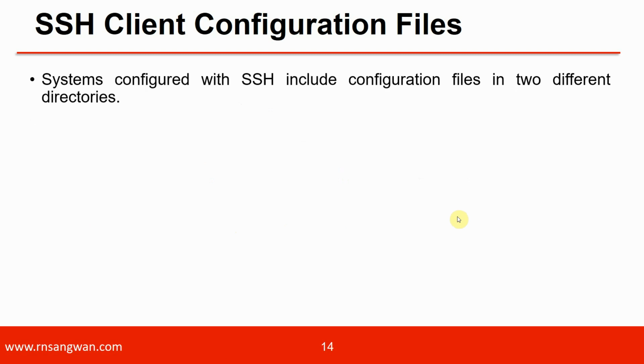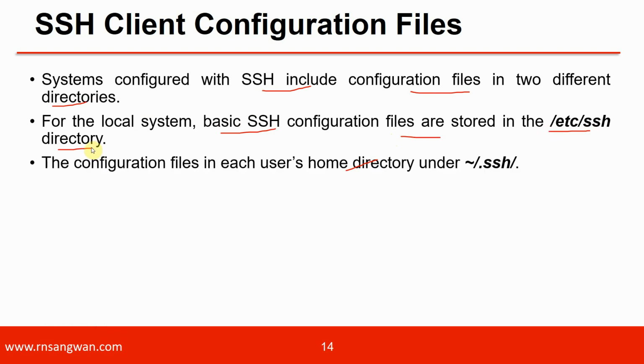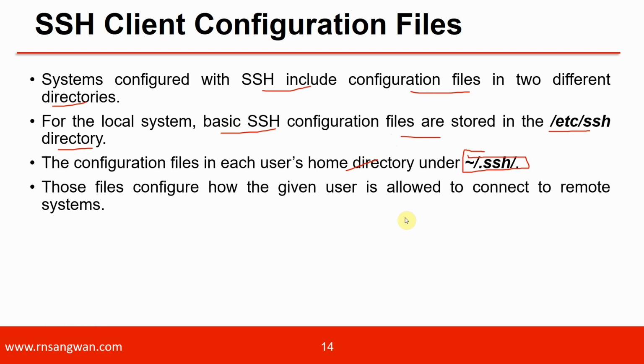The configuration files. The systems configured with SSH include configuration files in two different directories. For local systems, basic SSH configuration files are stored in the /etc/ssh directory. The configuration files in each user's home directory are also available under .ssh in the home directory of the user. Those files configure how the given user is allowed to connect to remote systems.